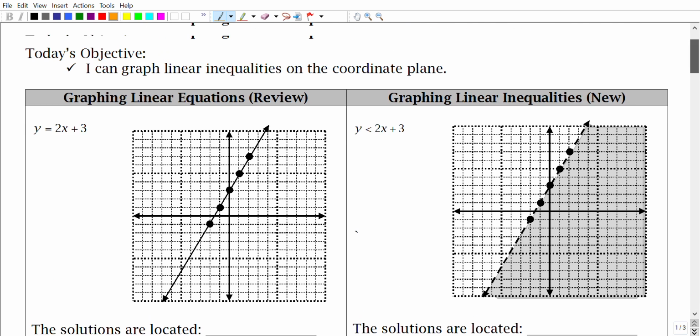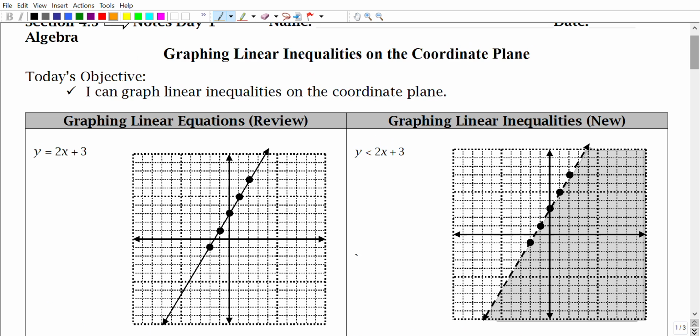Actually, why don't I scroll up real quick? Let's look at our objective for today. We're trying to graph linear inequalities on the coordinate plane. So we've been talking about inequalities in the past few days.